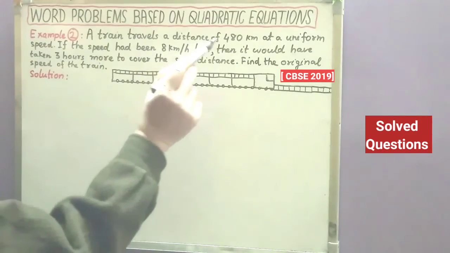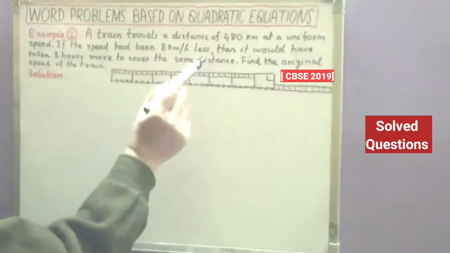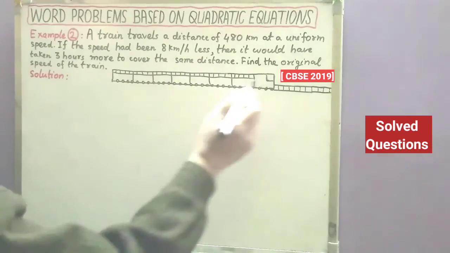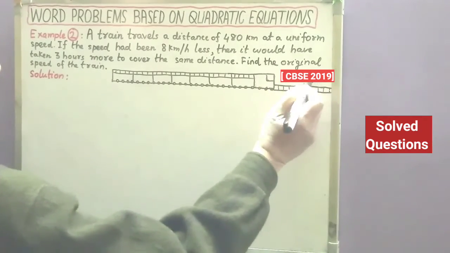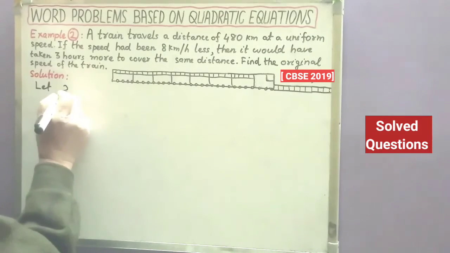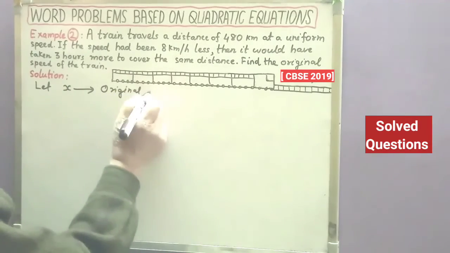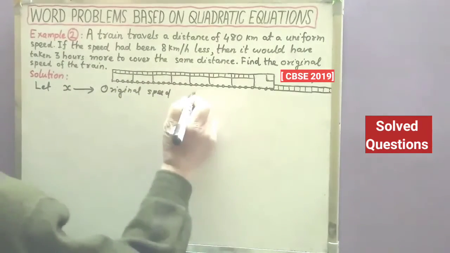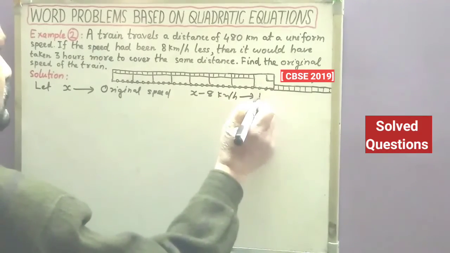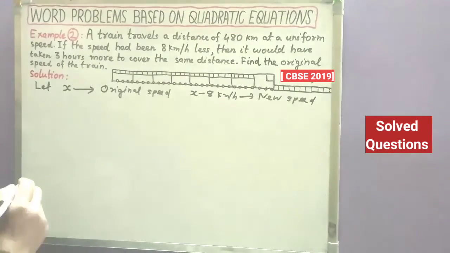Example 2. A train travels a distance of 480 km at a uniform speed. If the speed had been 8 km per hour less, then it would have taken 3 hours more to cover the same distance. Find the usual speed of the train. Let's solve this question. Let the original speed of the train be x km per hour. When the speed of the train is decreased by 8 km per hour, its new speed becomes x minus 8 km per hour. Total distance covered equals 480 km.